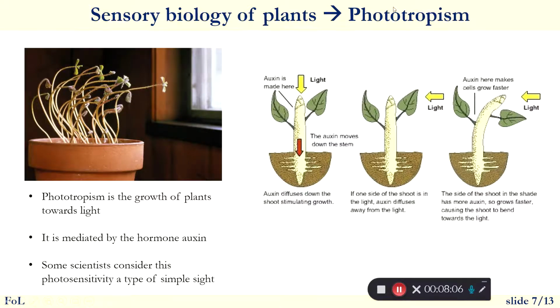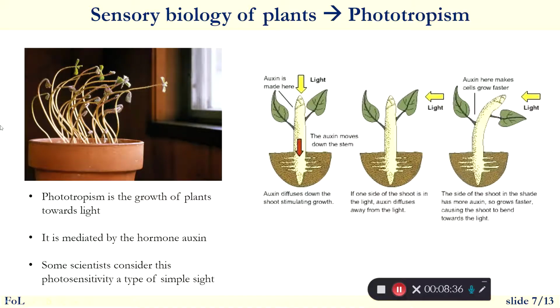And so the first one we'll talk about is one you've probably seen before, which is plants growing towards light. So you can see here we're bending this stem away from light, leading the new growth to grow towards light. And because plants do this, some scientists consider this a primitive version of sight, because plants are able to tell light and dark using phototropism.